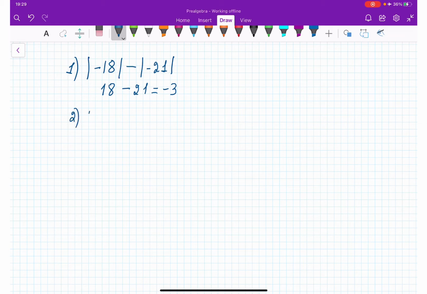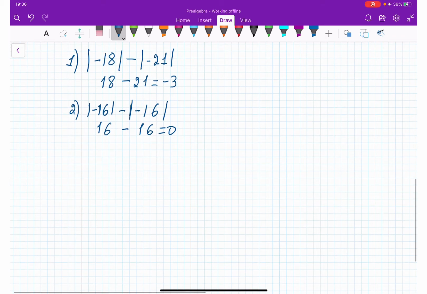Absolute value of negative 10 minus absolute value of negative 16. Actually, let me make it more interesting, negative 16. So what do we have? Absolute value of negative 16 is 16, minus 16, and that is equal to 0. Next.